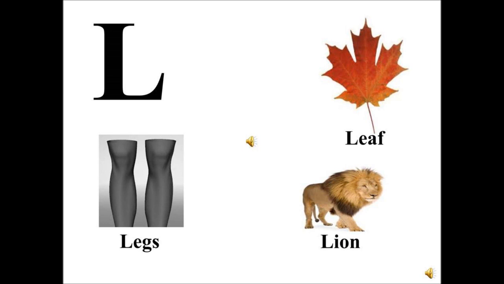What is that alphabet letter? That's the alphabet letter L. What is the sound of the alphabet letter L? L. L. L. These are L words. Leaf. L. Leaf. L. Legs. L. Legs. L. Lion. L. Lion. These are L words.